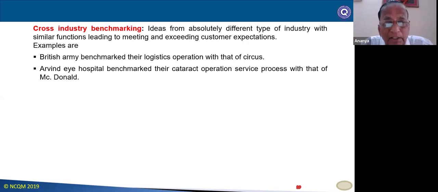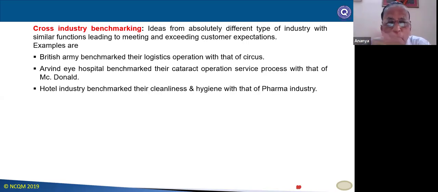This is another example. Aravind Eye Hospital benchmarked their cataract operation service process with McDonald's, totally different. What does McDonald's do? How fast is your tikki available here? Similarly, cataract operation is also a process, a very delicate process, but they said if McDonald's can deliver within 5 minutes, cataract operation should also take place like that. See what I'm saying? These are entirely different concepts, but it's very challenging.